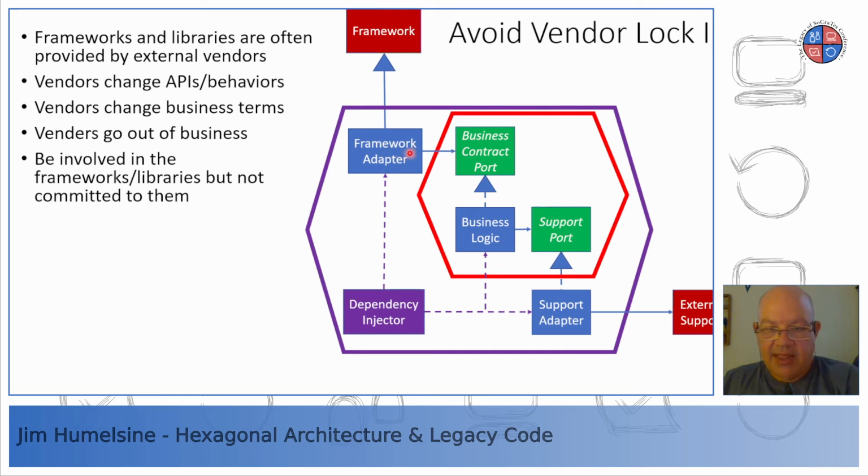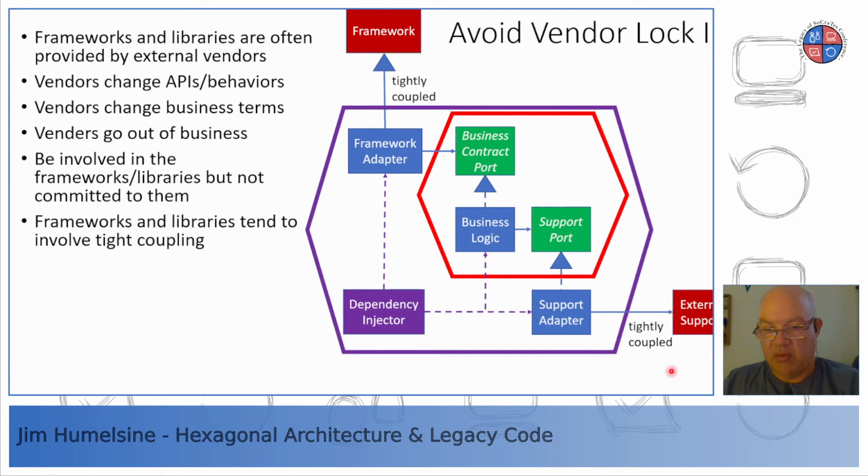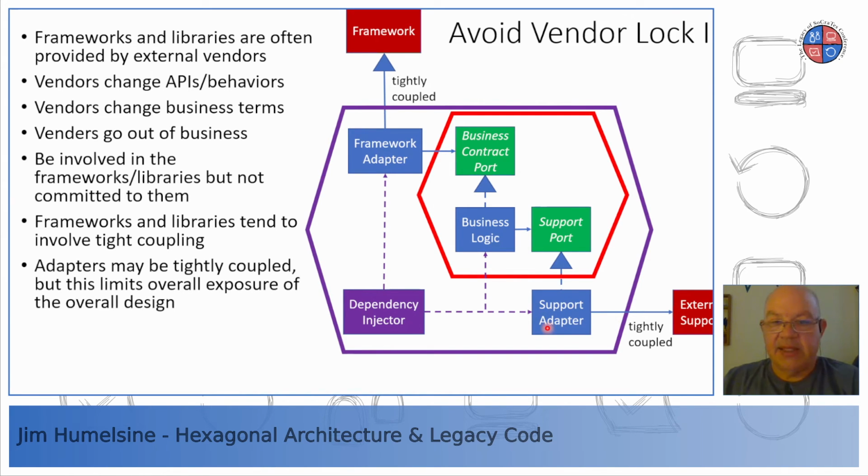And we kind of get that with this arrow, because nothing from the outside should bleed into the business logic. And it's the same thing with the arrow here. Nothing should bleed into the business logic side. We might have tight couplings to the framework and the external support. Those tight couplings are going to be limited to the adapters that connect to them. And this should limit the overall exposure, so that if there is an issue and we do have to swap something out, hopefully it's only the adapters that have to be swapped out.